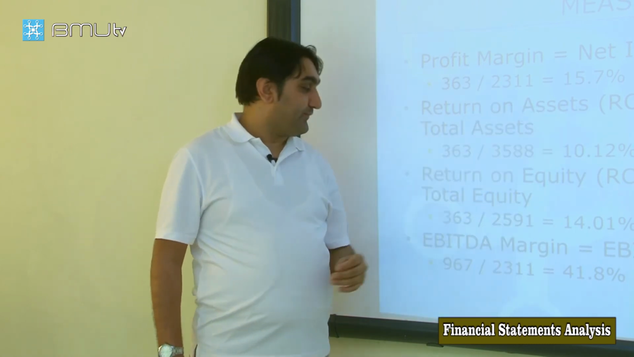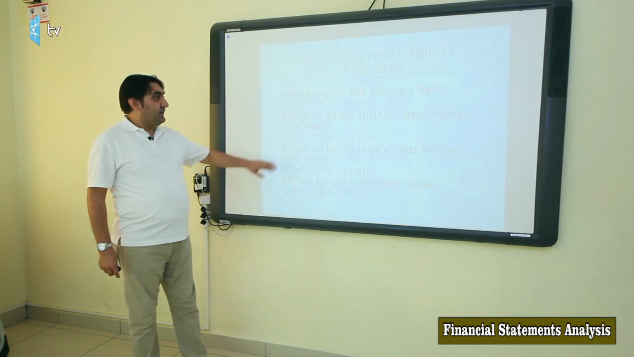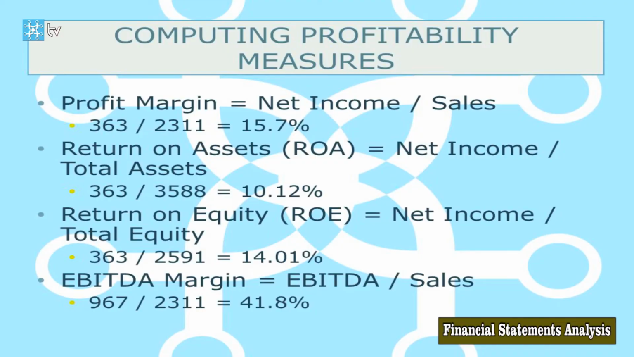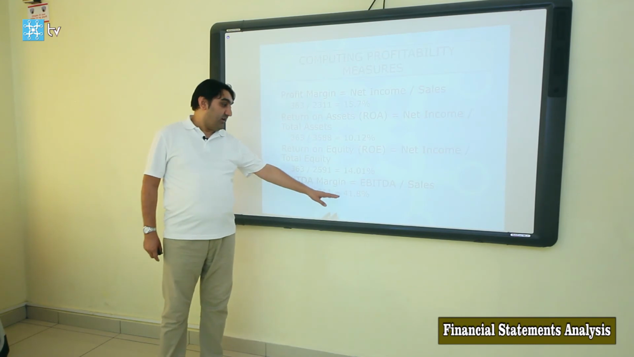Another ratio is EBITDA margin. Profit margin measures the general profitability of the company. EBITDA margin measures the operating profitability of the company. That's EBITDA divided by sales. How much EBITDA our sales have generated. That's 41.8%.